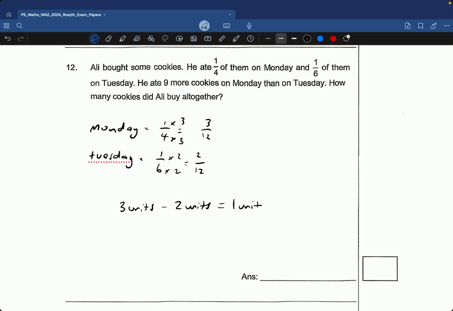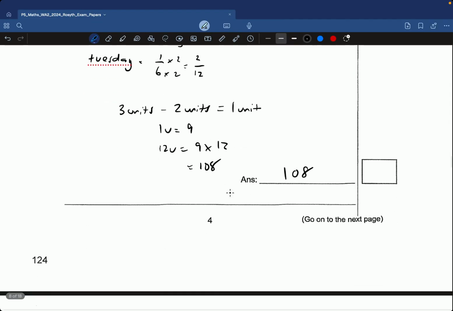Okay, and we know that he ate 9 more cookies. That means 1 unit is equal to 9. So now we need to know how many cookies Ali bought together. Since we have a total of 12 units, which is 9 times 12, which is 108. So the total number of cookies is 108.